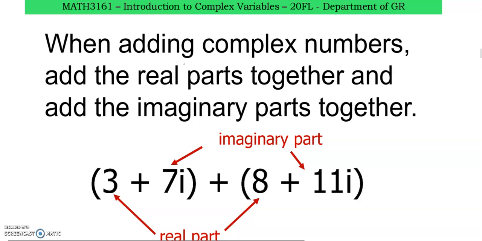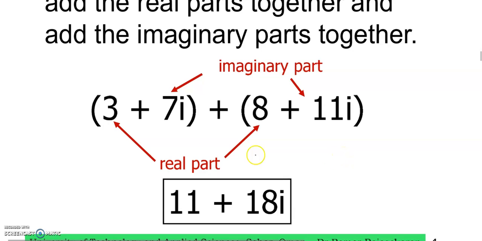Now here we will see how to add two complex numbers. When adding complex numbers, add the real parts together and add the imaginary parts together. See this example. 3 plus 7i is the first complex number. 8 plus 11i is the second complex number. Here we are going to add these two complex numbers.